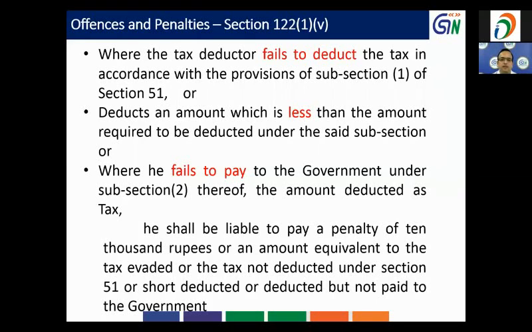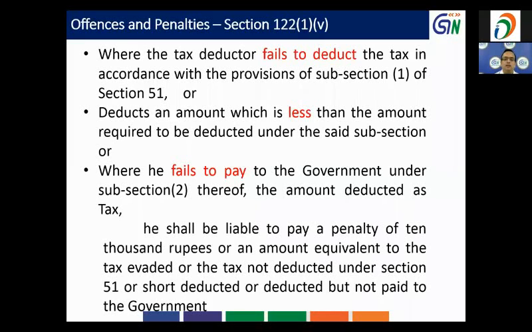You only deducted an amount of 75 rupees, or you have failed to pay the tax to the government. Then the amount deducted as tax, whatever amount was supposed to be paid to the government after you have made the deduction, then you will be liable to a penalty of 10,000 rupees, or an amount equivalent to the tax evaded, or the tax not deducted under section 51, or short deducted, or deducted but not paid to the government. So there are three aspects to it.